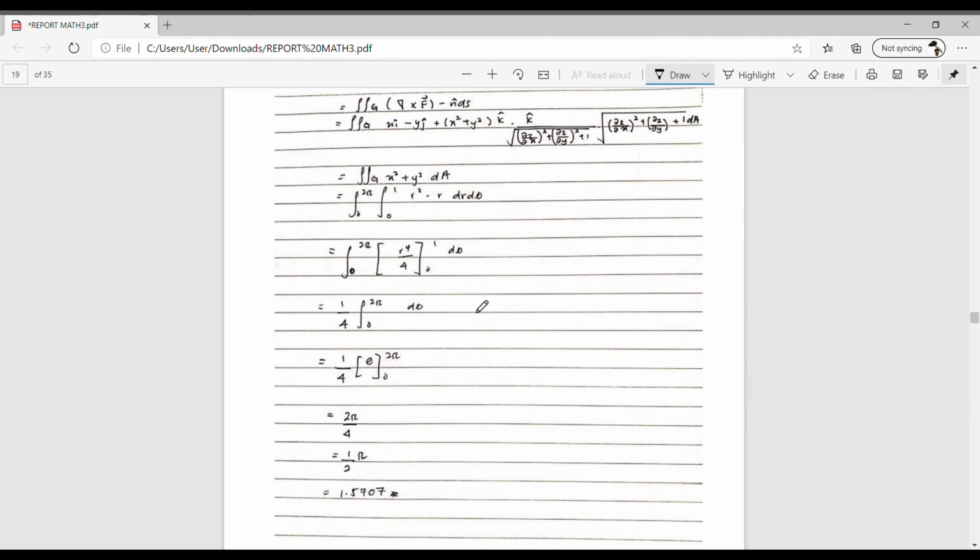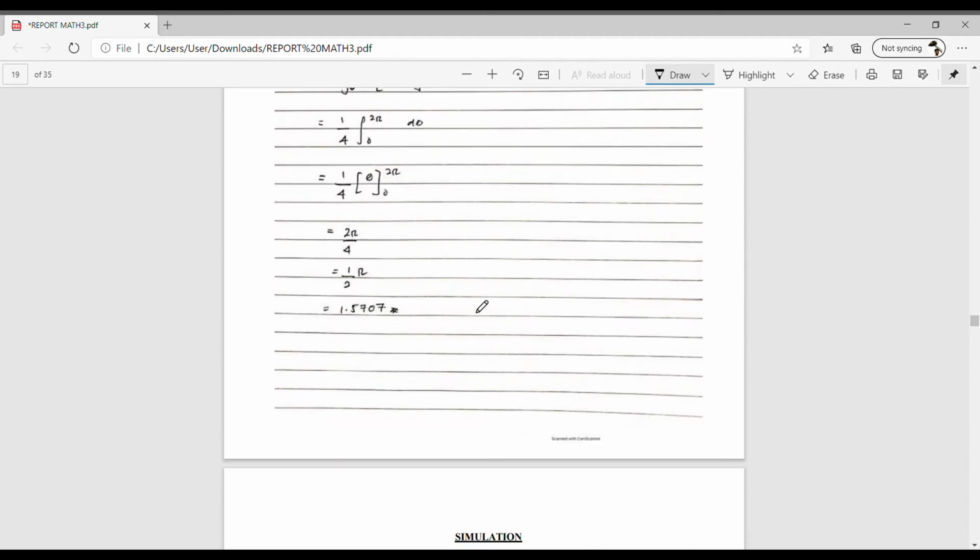Then we use the double integral. So r will be 0 to 1 and theta will be 0 to 2 pi. So we do that, and then we'll get 1.5707. So that's it from me.